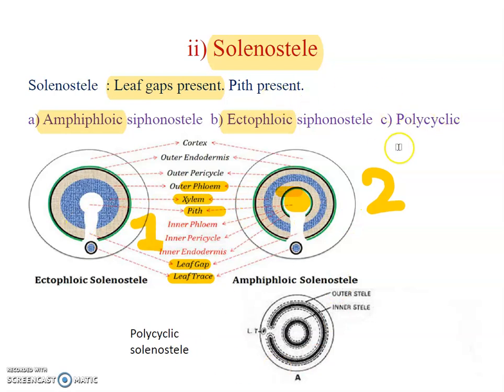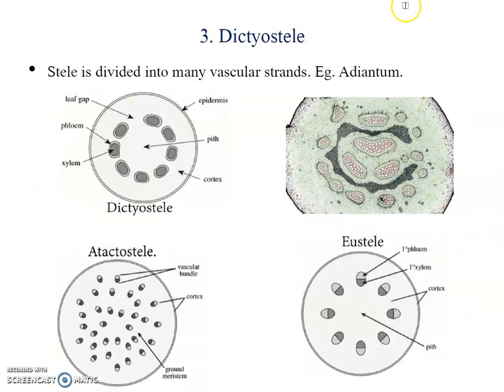And in the polycyclic, here leaf gap is single, but there are two cycles. This is a single one, but here one and this one is another, meaning inner and outer stele. The two rings are there, so it is called polycyclic solenostele. And the third one is dictyostele. The third type is dictyostele. Stele is divided into many vascular strands. Example, adiantum. Many vascular strands.